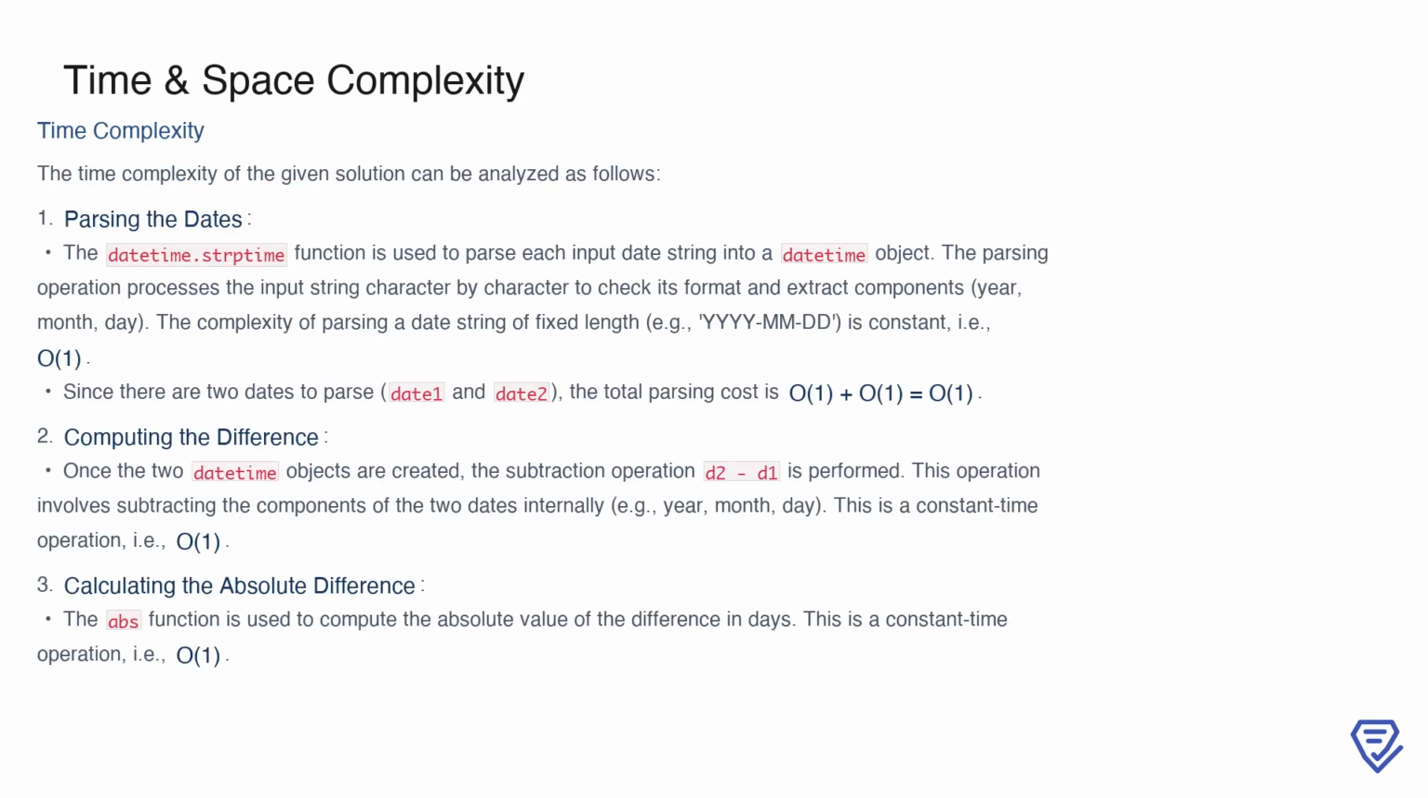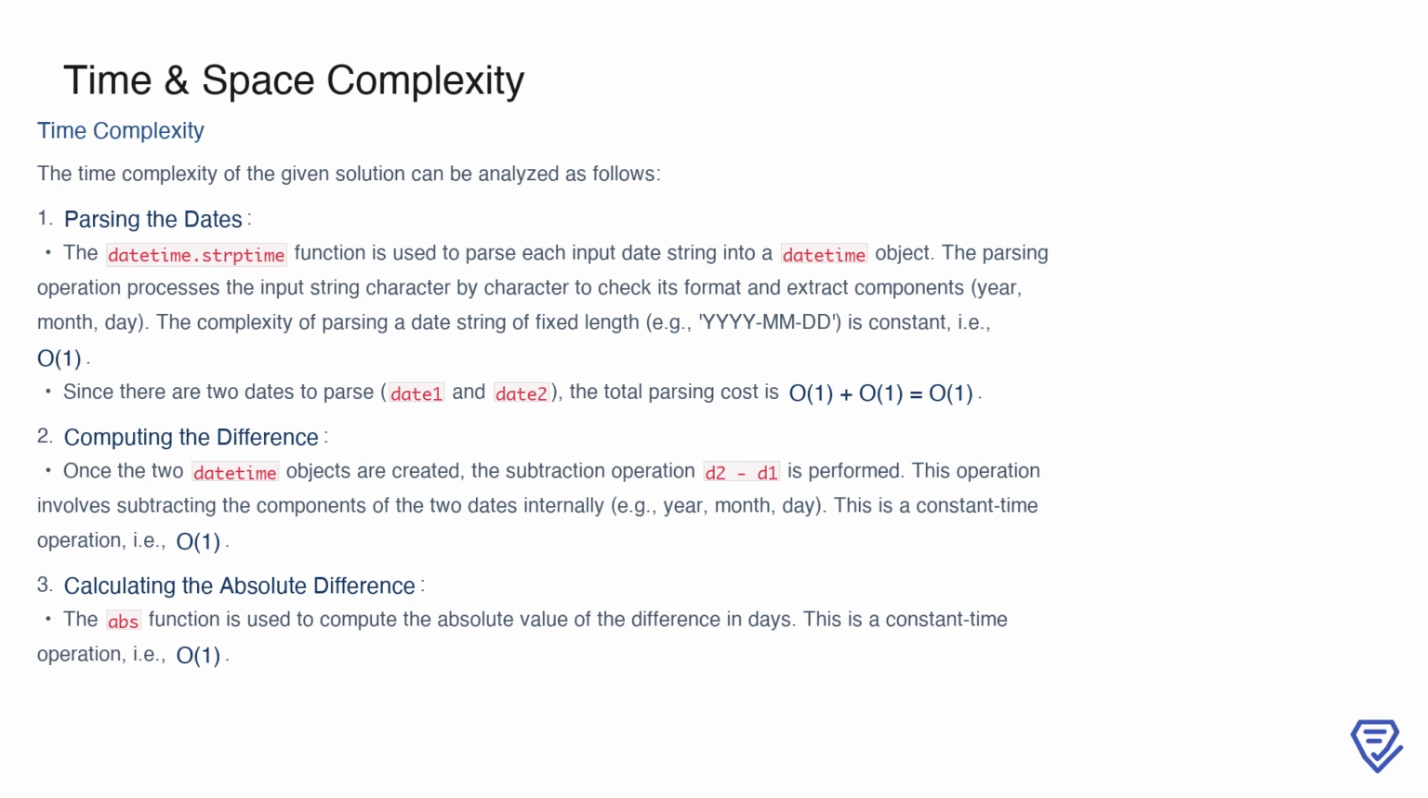When analyzing the time complexity of this solution, we start by looking at the parsing of the input dates. The datetime.strptime function processes each date string character by character to validate its format and extract components like the year, month, and day. Since the format of the input string is fixed, the parsing operation takes constant time, or O(1). As there are 2 dates to parse, the total cost for parsing is O(1) plus O(1), which simplifies to O(1).